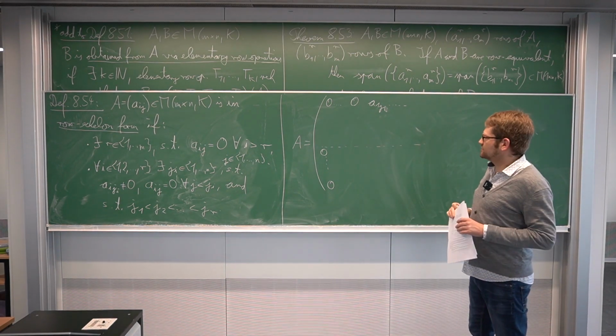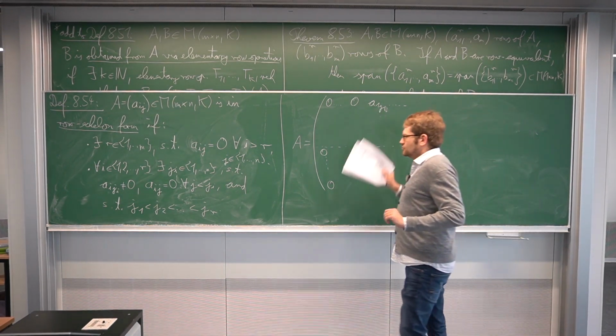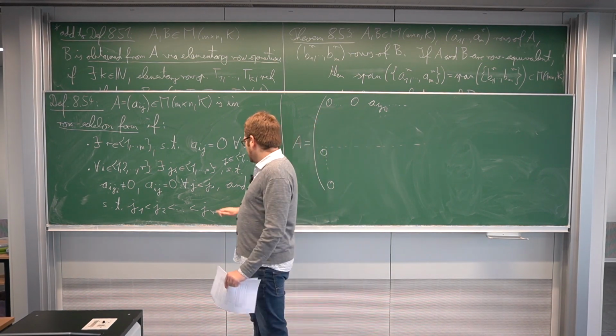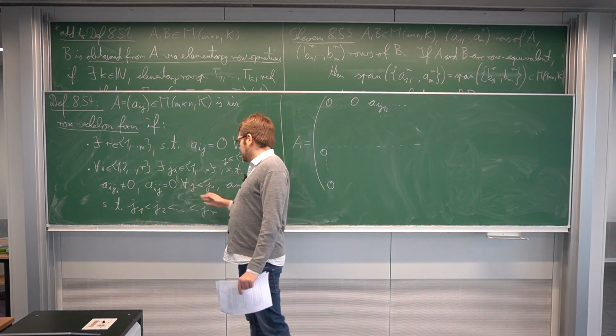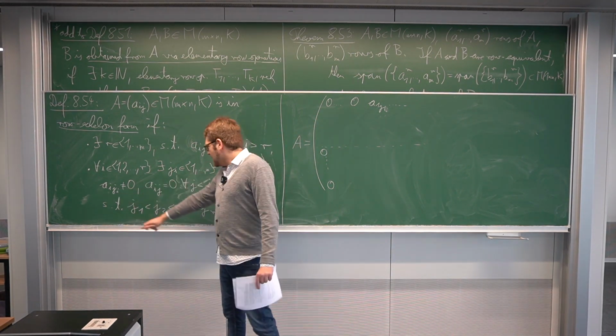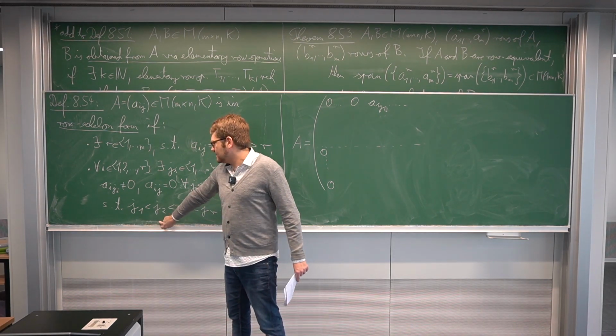But this is just what we have here. Now in the second row, we also have some j_2 where there's the first non-vanishing element, but by this condition, this index must be bigger than j_1.